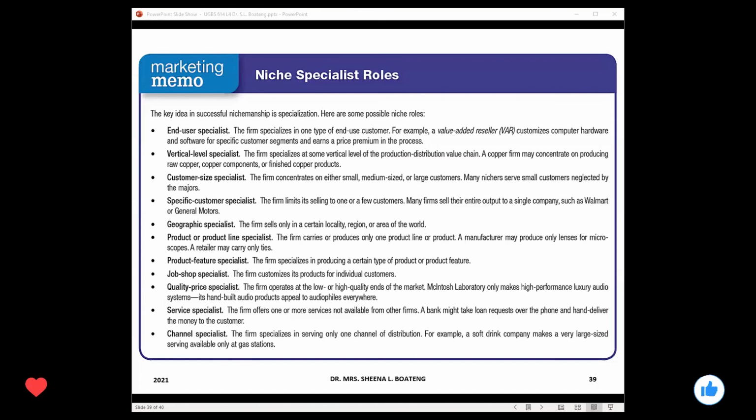Thank you for that explanation, Edwin. So that is for channel specialists. At any point in time, if you want to be a market nicher, you can assume any of these specialist roles to be able to create multiple niches for yourself to guarantee your survival into the long term.